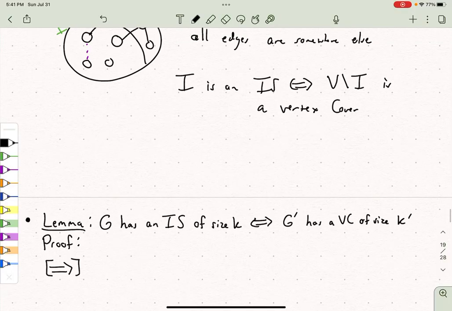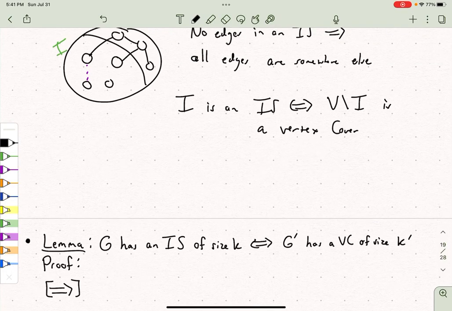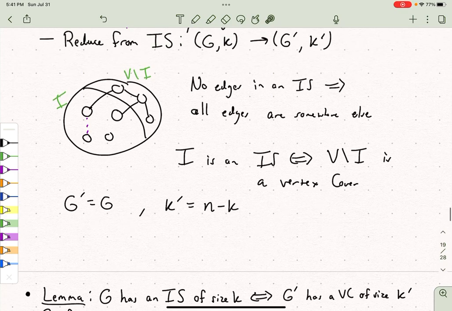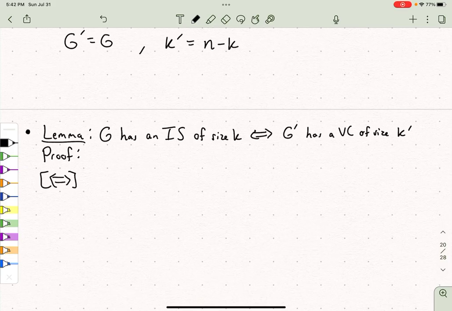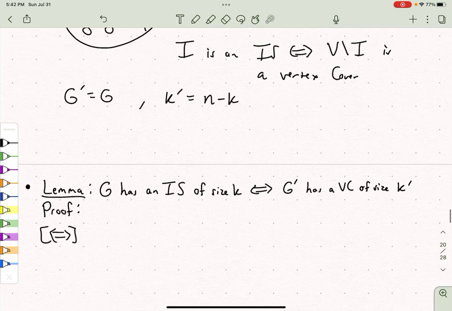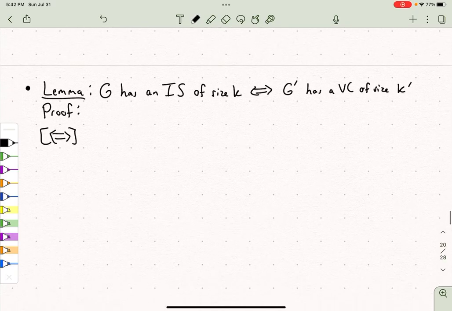So what's our reduction going to be? This one's even easier. So G prime is the same as G. We don't have to change the graph. But the K prime is going to be N minus K because it's everything but the independent set, which has size K. And so again, we can prove this as a single if and only if. Because an independent set of size K is equivalent to the other side being a vertex cover, we'll be done. But let's formally argue it.